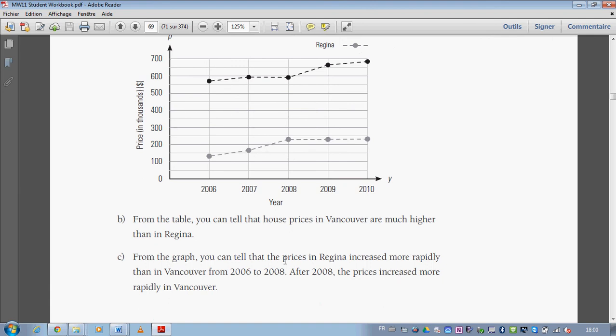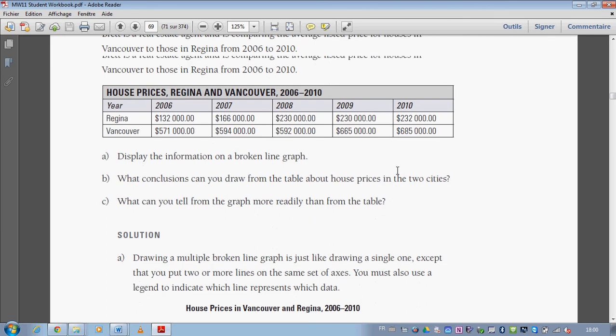Your workbook says that you can tell that the prices in Regina increased more rapidly than in Vancouver from 2006 to 2008. So really just saying that there's an increase over here. But then afterwards in Vancouver, the house prices rose. So just things that you can easily tell looking at the graph that you might not necessarily be able to tell just looking at this. Okay.